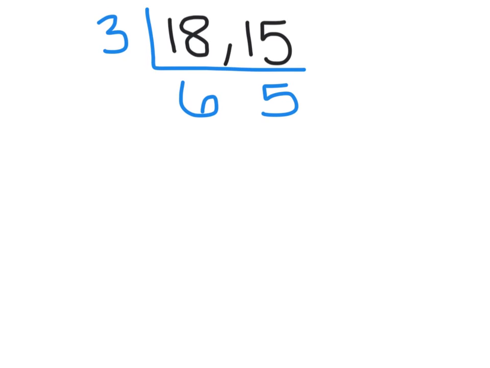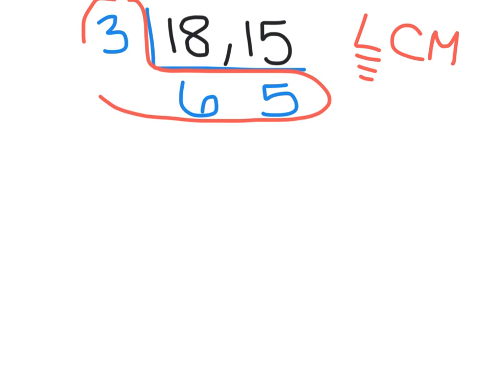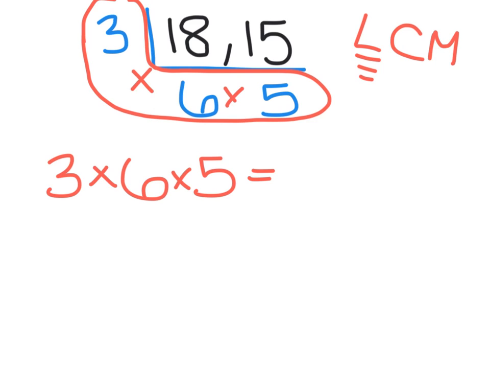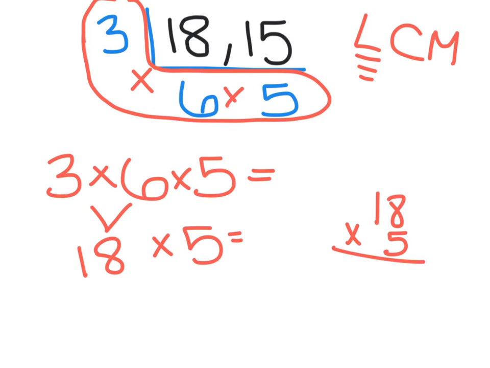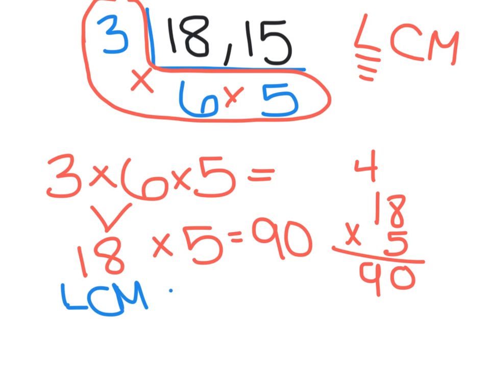So now I have 6 and 5, and there's not another prime number I could divide both of them by, so I'm finished. And the difference with least common multiple, a way to remember it is the L for least. You build the L, and then you multiply them together. So we have 3 times 6 times 5. 3 times 6 is 18. 18 times 5 would give you, let's do the work on the side, 5 times 8 is 40. 5 times 1 is 5, plus 4 is 9, so 90. Our least common multiple of 18 and 15 is 90.